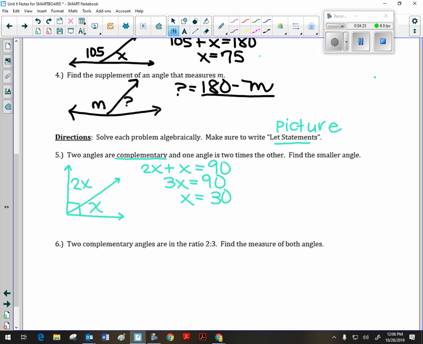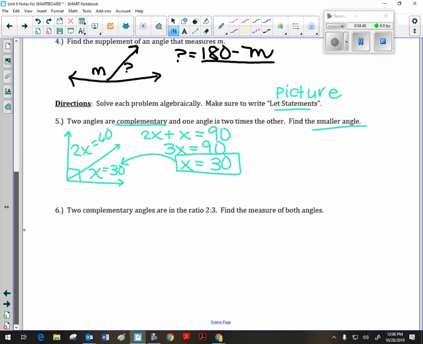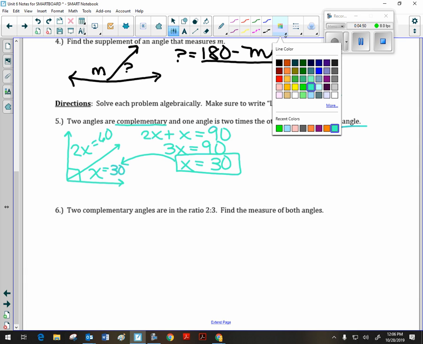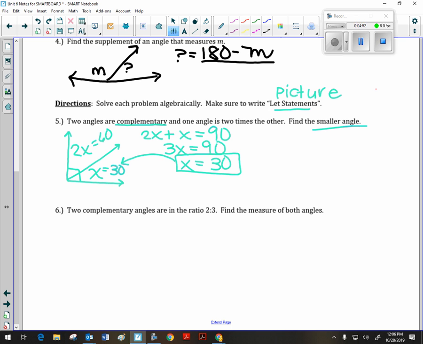Now, please pay very close attention. This question is asking you to find the smaller angle. When you get that x is 30 and you substitute that back in, one angle's 30 and one angle's 60. So when they say find the smaller angle, this really is our answer here because 30 is smaller than 60. They could ask you for the larger angle, and they could also ask you for the measure of both of those angles.